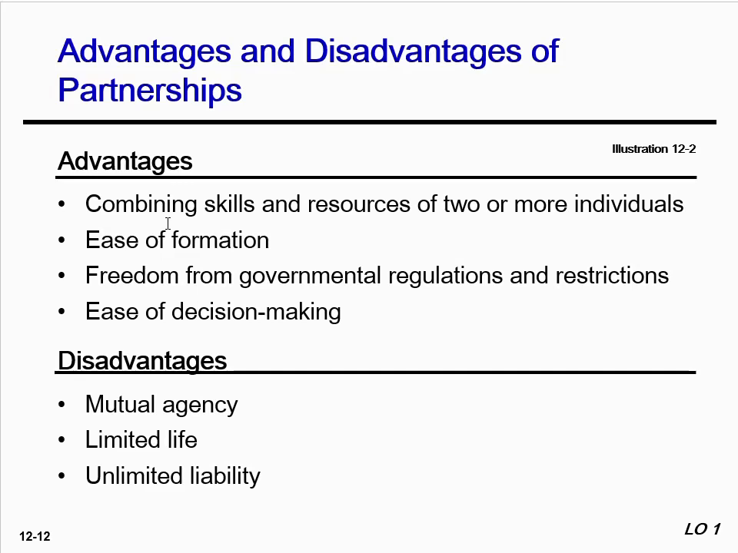Disadvantages for general partnership are mutual agency, limited life, and unlimited liability. We already discussed them. Now, when I was talking about limited life, I said that limited life means that the partnership contract has limited life, not the business. When I say partnership contract, we talked about it: if a new partner is admitted to the business, the old contract will end.